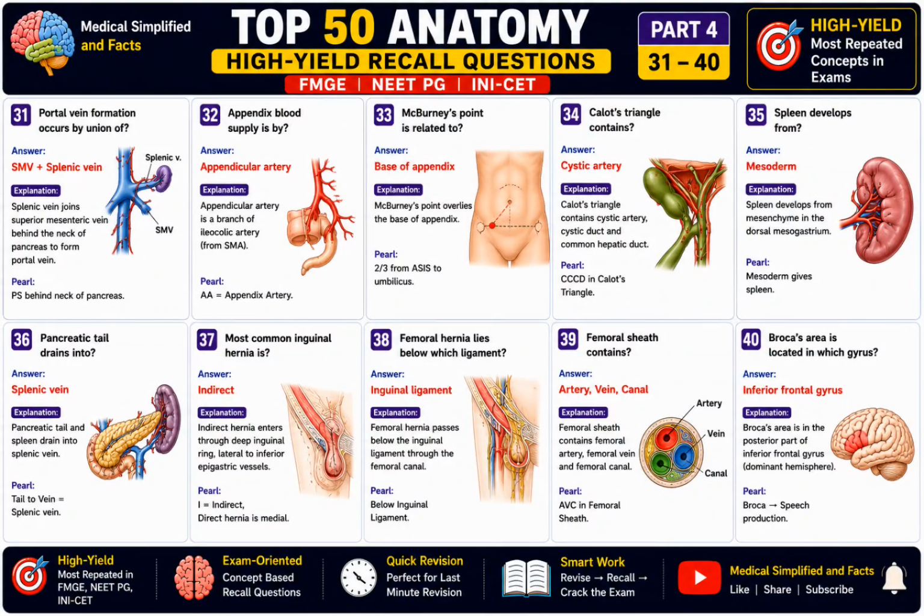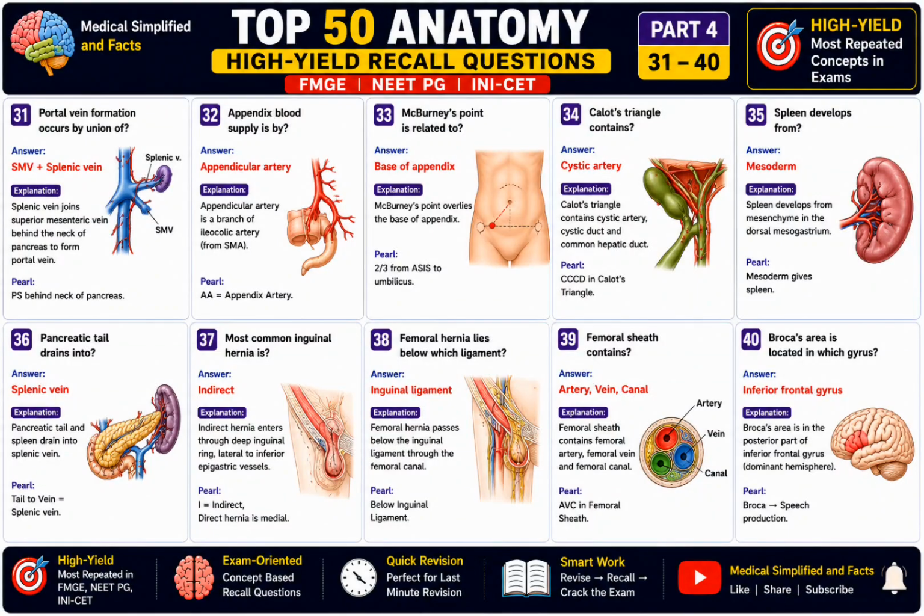Question 37. What is the most common inguinal hernia? Answer. Indirect hernia. It enters through the deep inguinal ring, lateral to the inferior epigastric vessels. Remember, direct hernia is medial. Question 38. Femoral hernia lies below which ligament? Answer. The inguinal ligament. It passes below the inguinal ligament through the femoral canal.